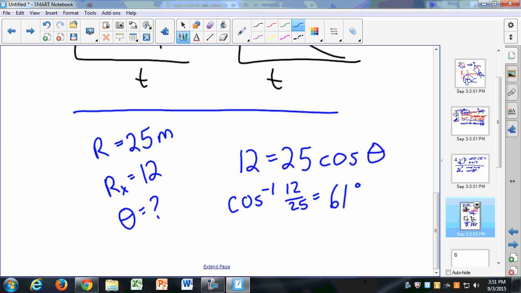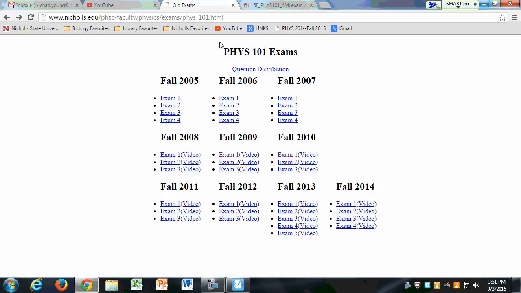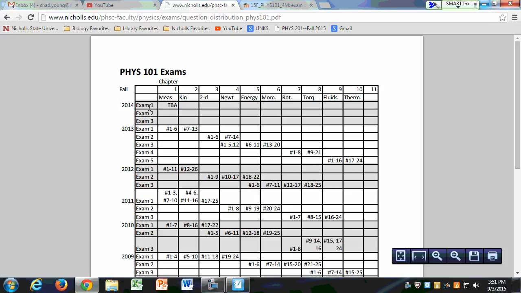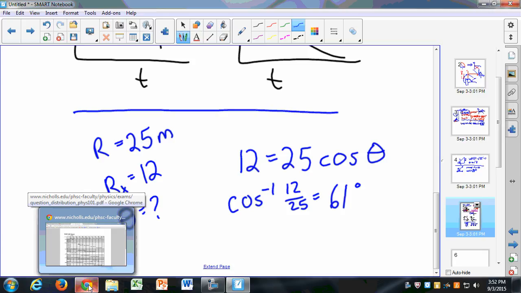Look, if you go onto the old test site, up at the top it says question distribution. It tells you which chapters are covered. So like exam 3 here, for example, in 2013, numbers 1 through 6 were from chapter 3. But you have to be careful because we're only covering part of Chapter 3, so just look for those vector questions. You know what types of questions we're doing for Chapter 3.